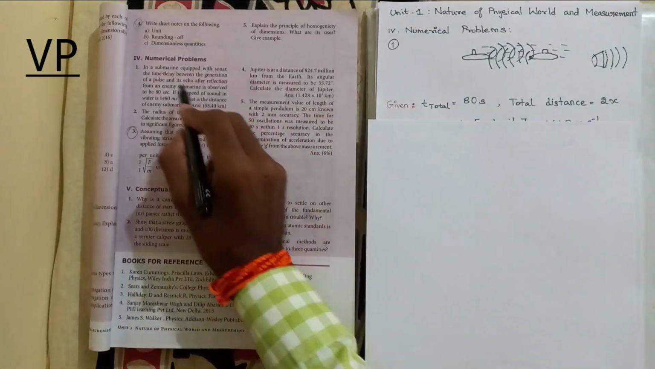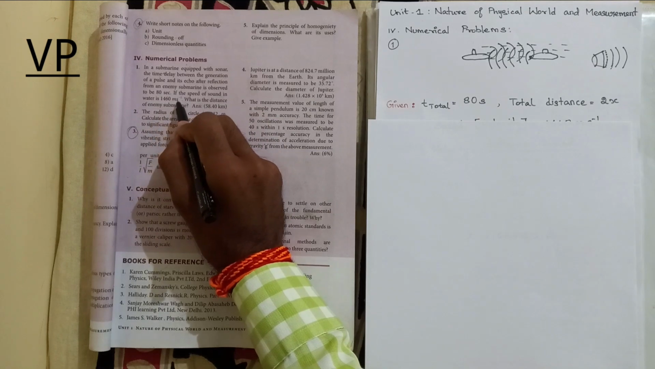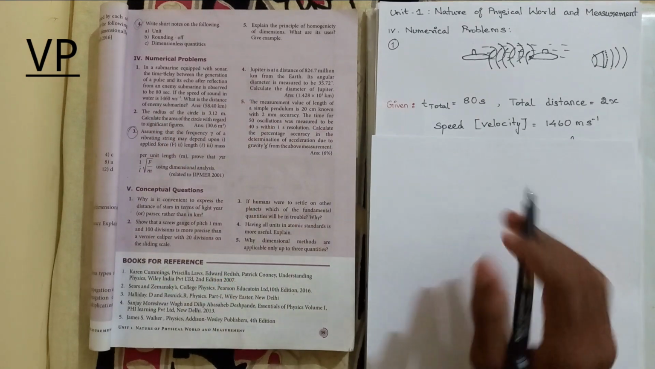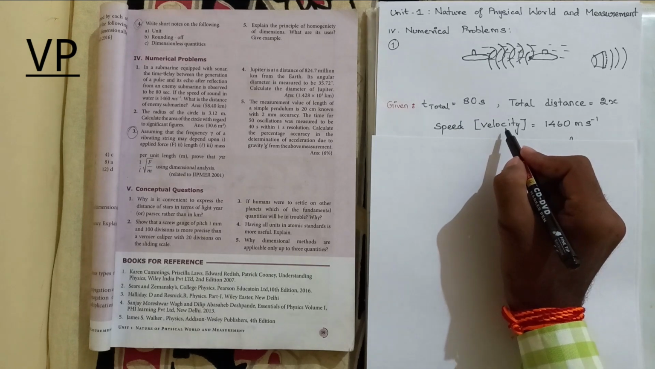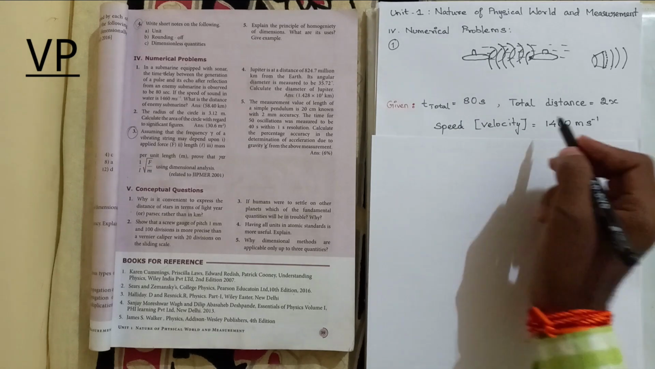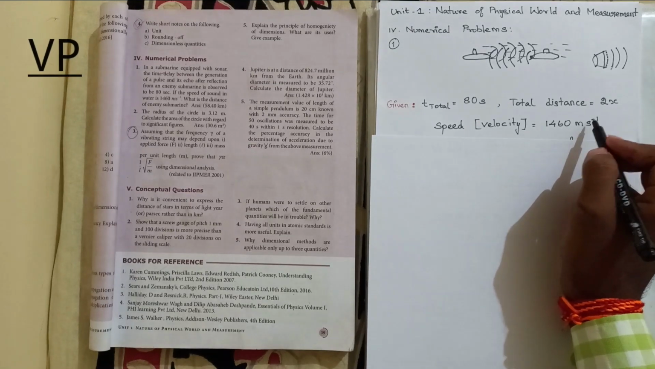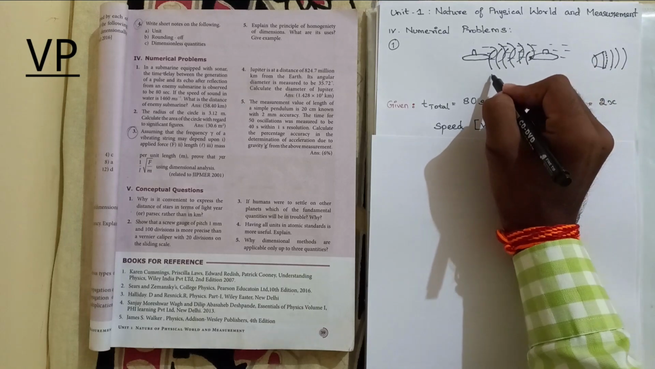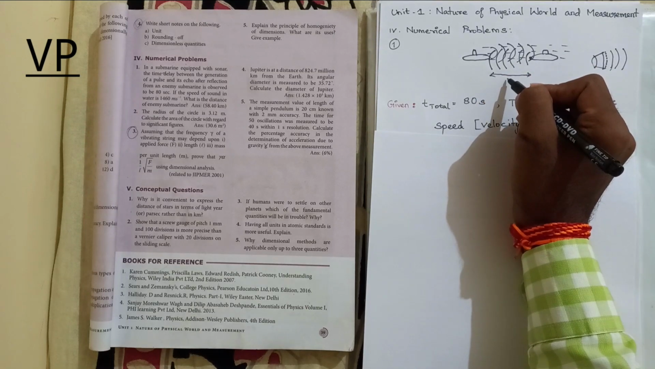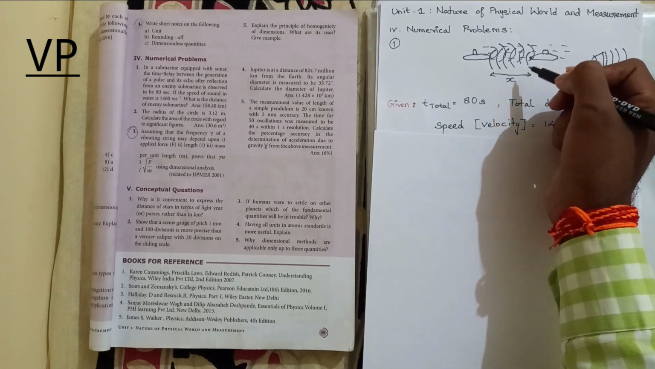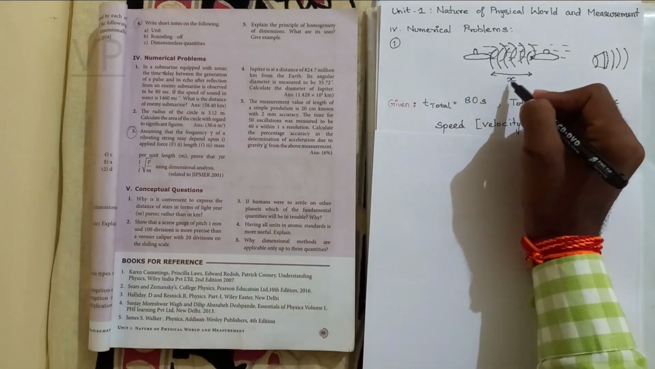And it's also given that the speed of sound in water is 1460 meter second minus 1. So the speed of sound in water, which is nothing but the velocity of the sound inside water, is equal to 1460 meter second minus 1. And if the distance between these two submarines is x, this is what we are going to find. What is the distance of the enemy submarine? So let it be x.